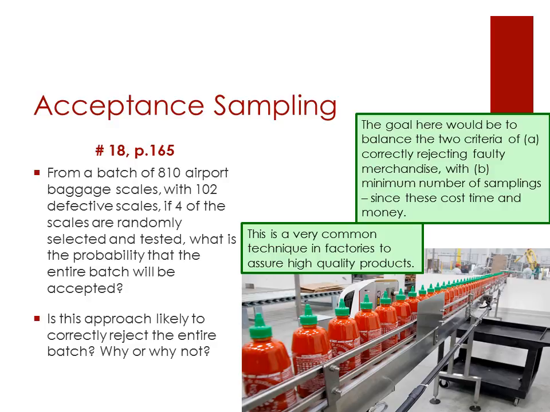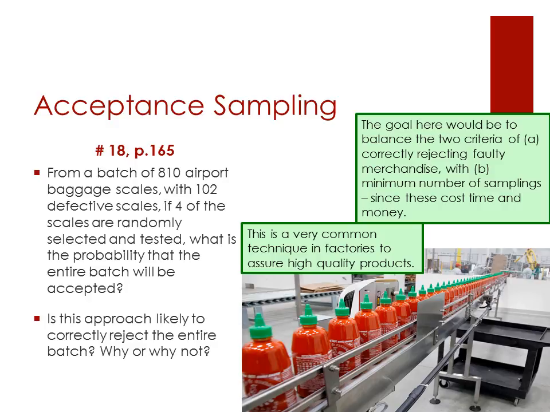So here we have 810 airport baggage scales. We know ahead of time that 102 of them are defective scales, because again, this is a situation where we're trying to establish, make a recommendation, for example, to the factory production as to what level of sampling they need to be doing. We want to know if we pull 4 of those scales and test them, what is the probability that the entire batch is going to be accepted? Now, if the entire batch is accepted, this is a problem. 102 scales out of 810 being flawed, that's roughly 1/8 of your product. You do not want to be shipping out materials when you've got a 1/8 flaw rate in it.